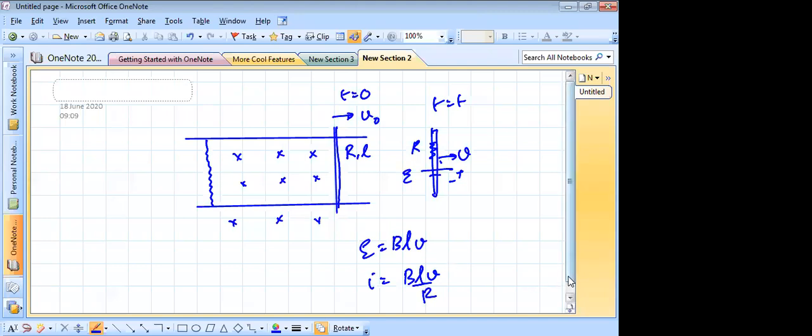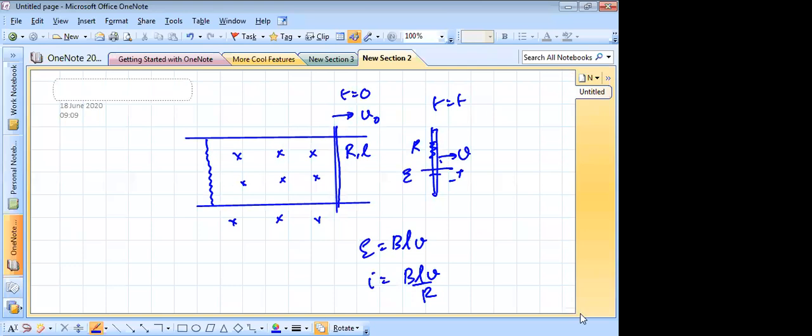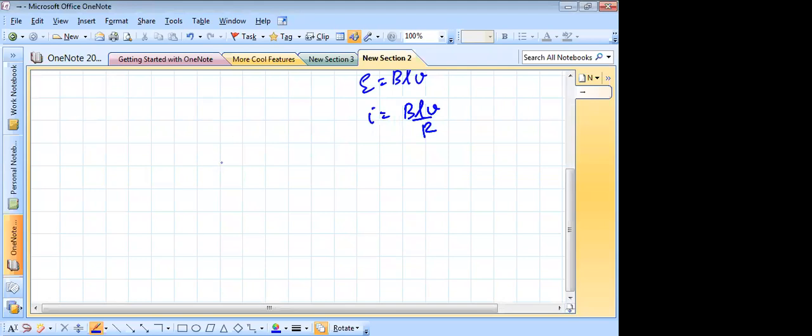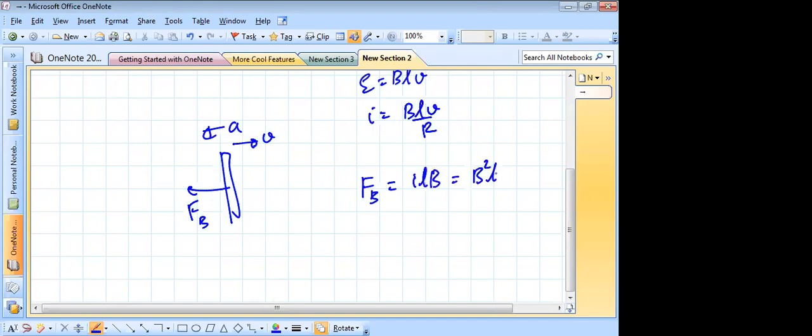So the magnetic force acting on this rod will become how much? BIL. So accordingly, B squared L squared V by R. So on the rod there will be a magnetic force which will act like this, creating a deceleration while it's moving with an acceleration like this. So this magnetic force is ILB, so it will be B squared L squared V by R.